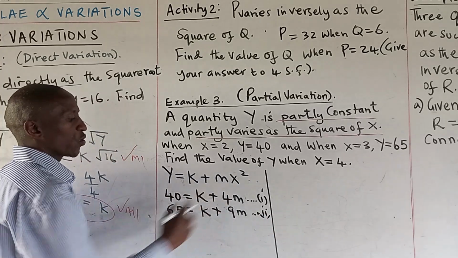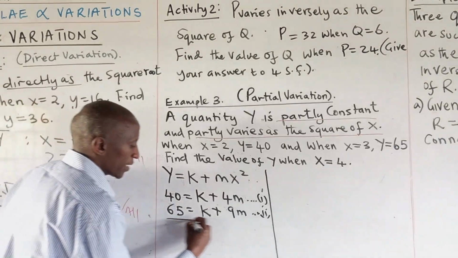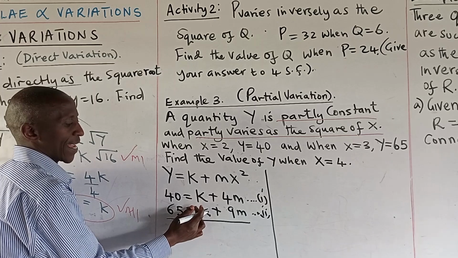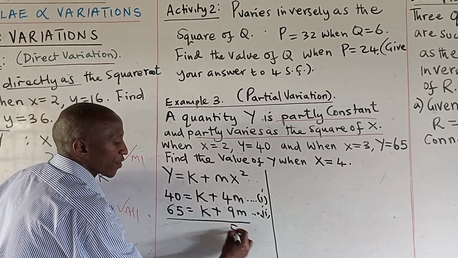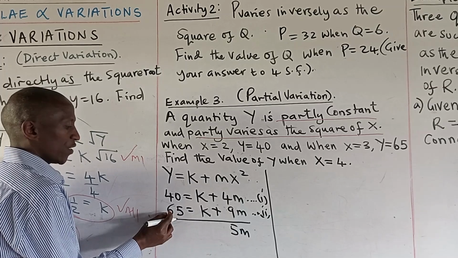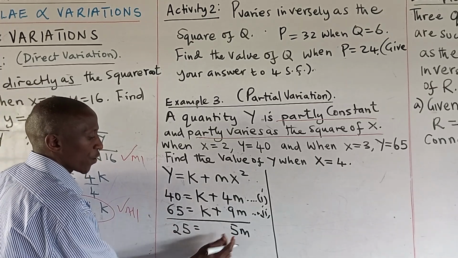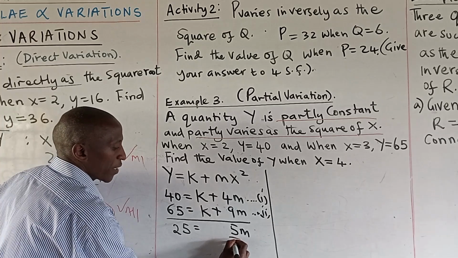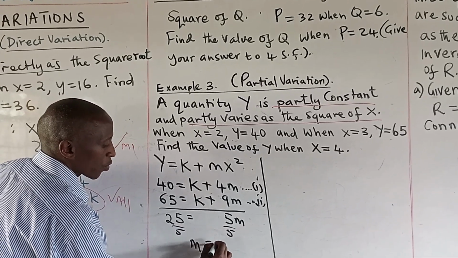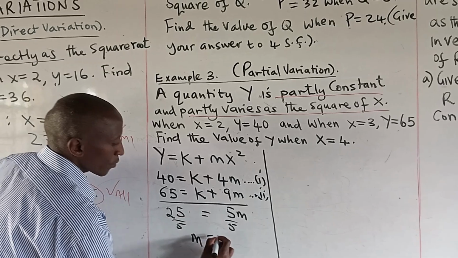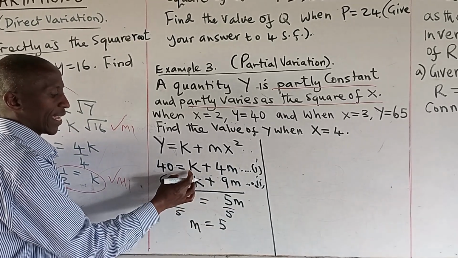So we solve these two equations simultaneously by elimination, and the best thing is to eliminate the k. So 9m minus 4m gives us 5m. 65 minus 40 gives us 25. So if 5m is equal to 25, divide by 5 both sides, and we shall have that m is equal to 5.